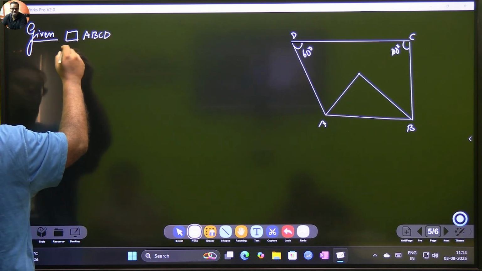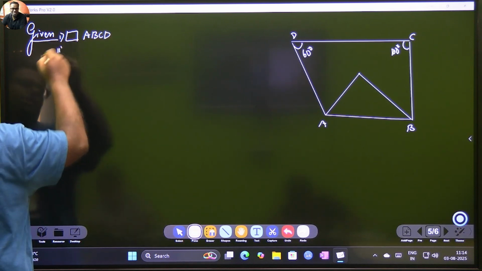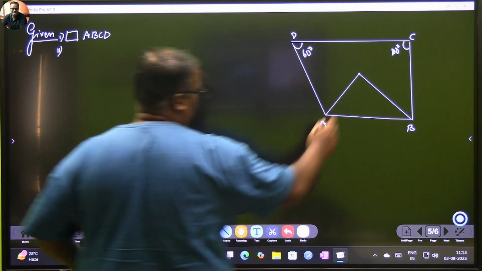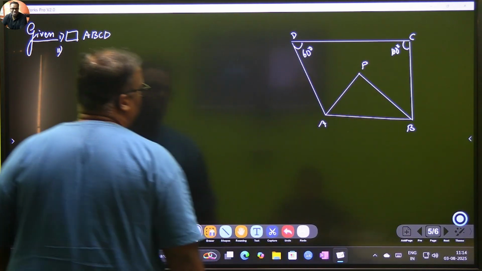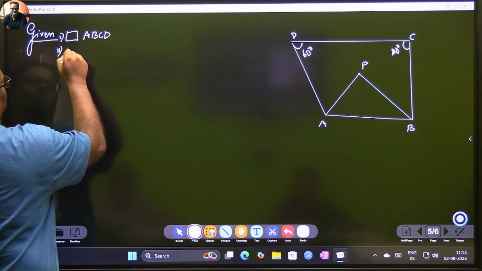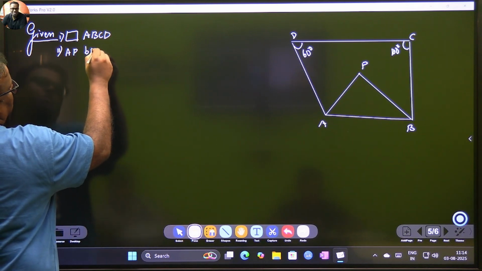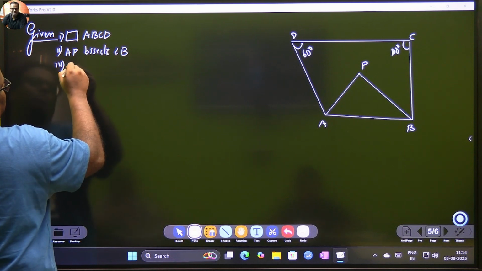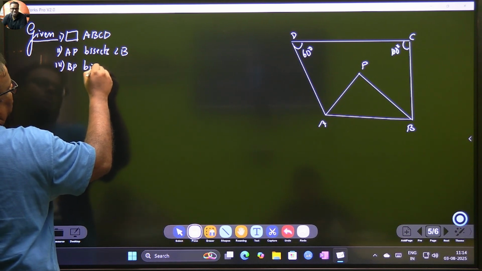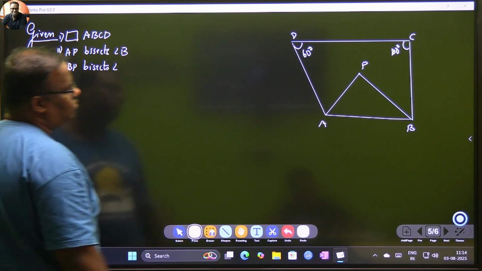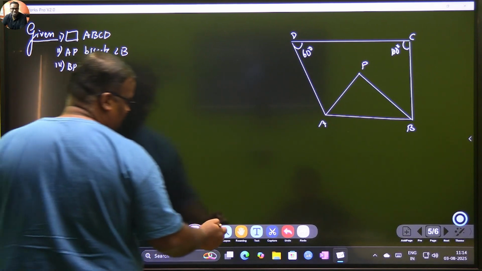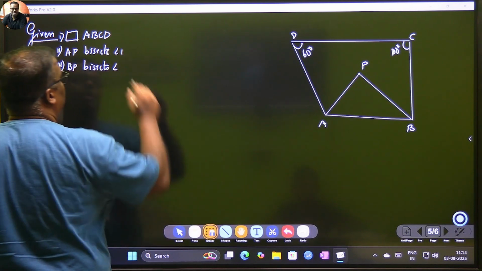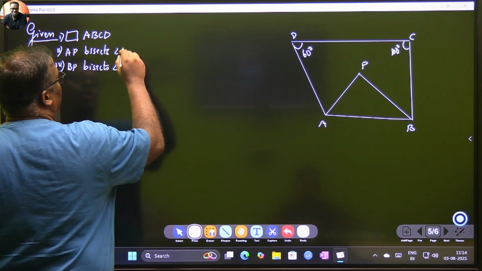Okay, then we have, this is our first given data. Number 2, these are bisectors which meet at angle P. So we'll write AP and BP are bisectors. AP bisects angle B, and number 3, BP bisects angle, no, sorry, angle A, and this will be angle B. Angle A, and this bisects.